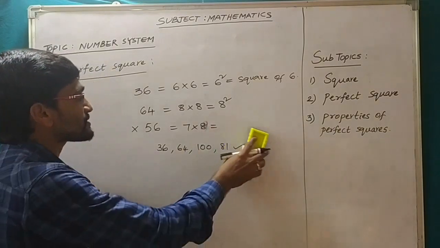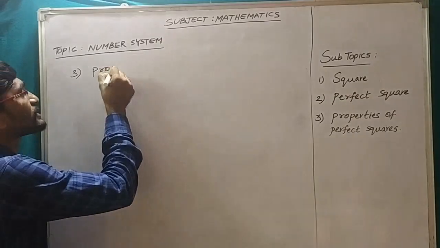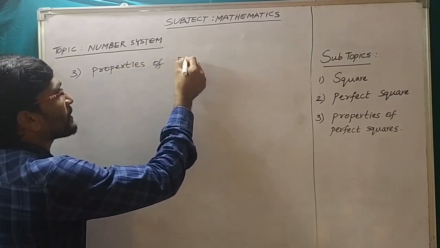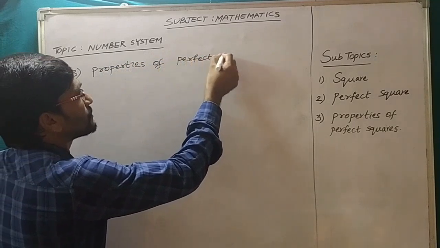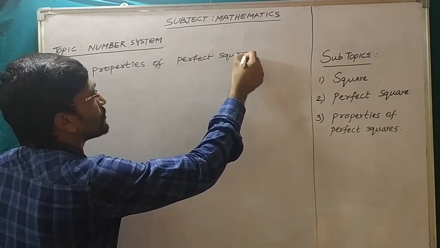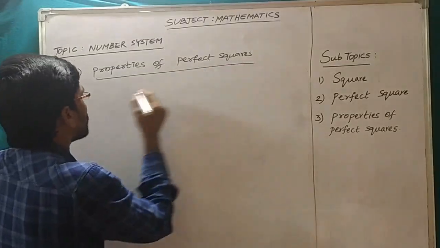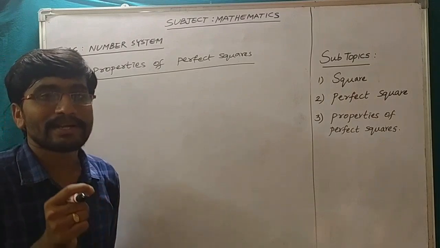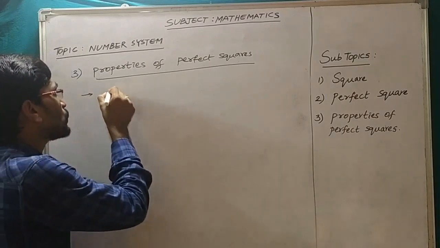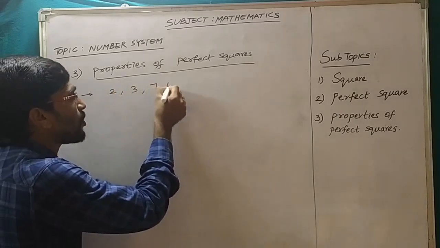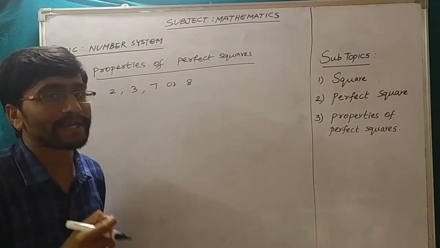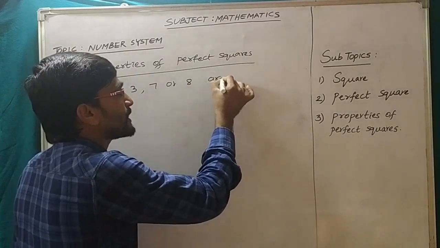Okay. Let us see some properties. Third one is properties of perfect squares. In that, the first point is: the numbers ending with the digits 2, 3, 7 or 8 are not perfect squares.